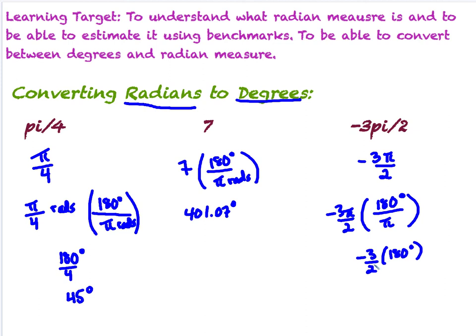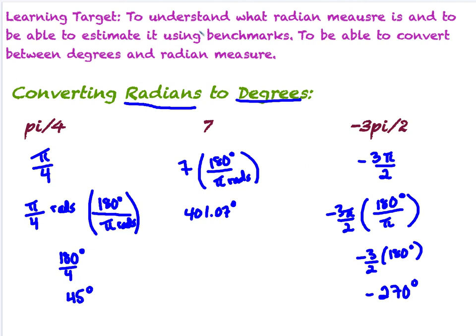Well, the easiest way to handle this is to cut the 180 in half first. That would make it 90. And then you have negative 3 90s, which is going to give you a negative 270 degrees. And so there you have how we convert from degrees to radian measure.